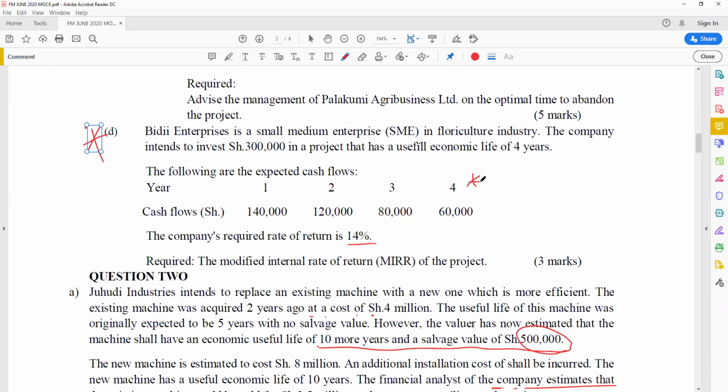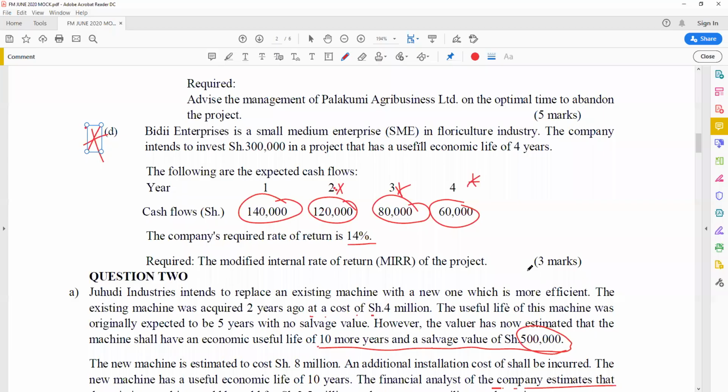So we are going to grow year 1 by 3 years, because to get to year 4 is 3 years. Year 2 we grow by 2 years. Year 3 we grow by 1 year. Year 4 we don't grow it because it's already at the end of the project life. Therefore, 140,000 we grow for 3 years, then for 2 years, for 1 year, and for 0 years. So simple. Therefore, 140,000, we grow it by 3 years.